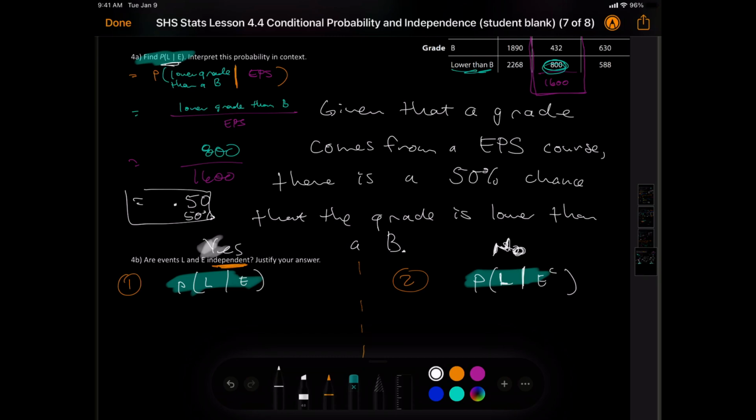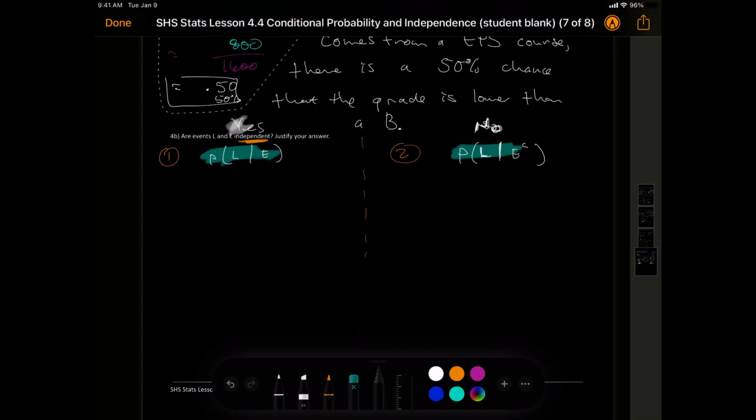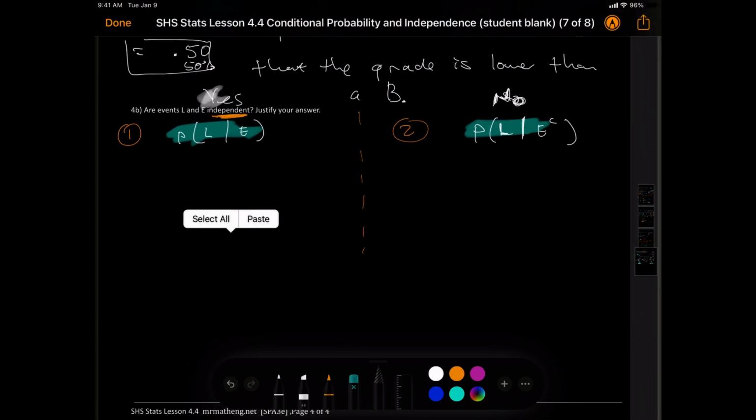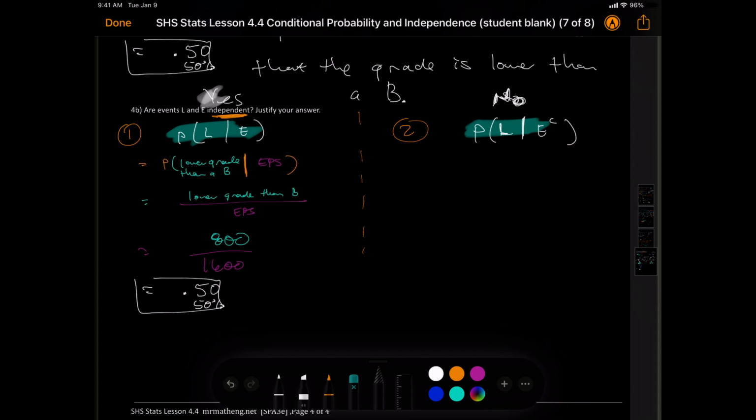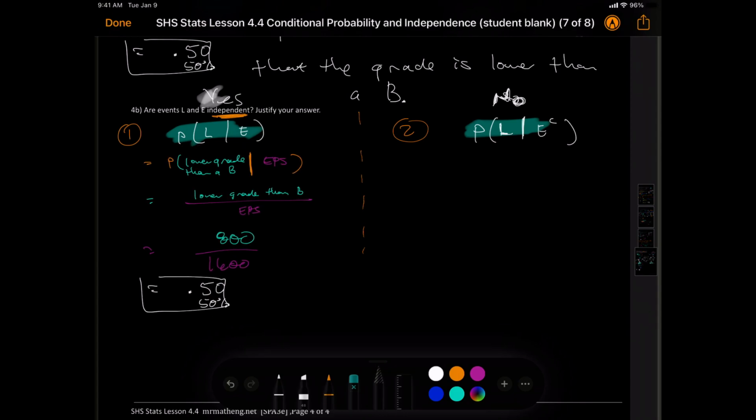Okay, so let's go ahead and do this. Now, you already did this one, right? Does this make sense? You already did the probability of a lower grade given EPS. So you can just look at this. Boom. Magic. We already did it. Boom. It's already 0.50. Okay. All right, let's do this one now.